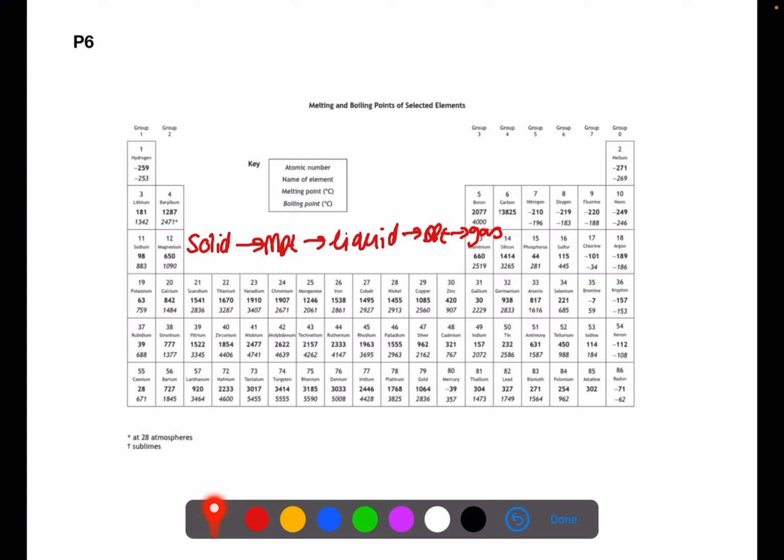If the temperature that you're given is below the melting point, it will be a solid. If it's between the melting and boiling point, it's a liquid. And if it's above the boiling point, it would be a gas.